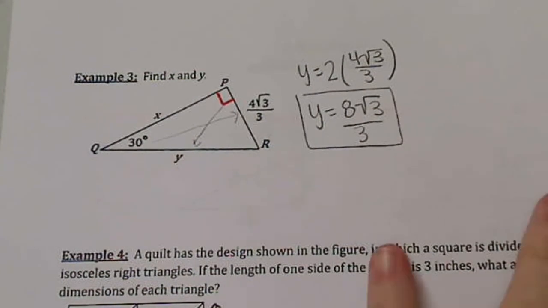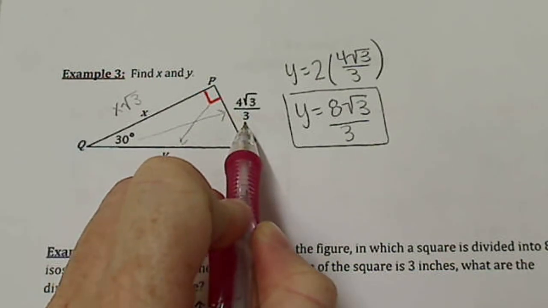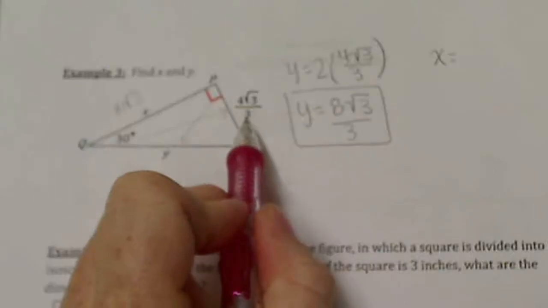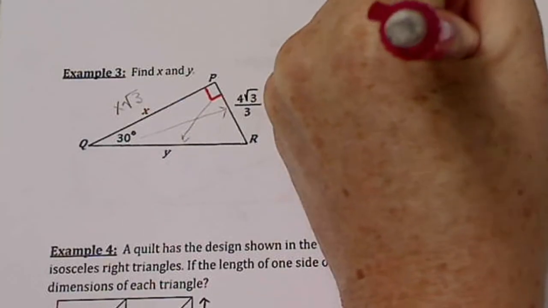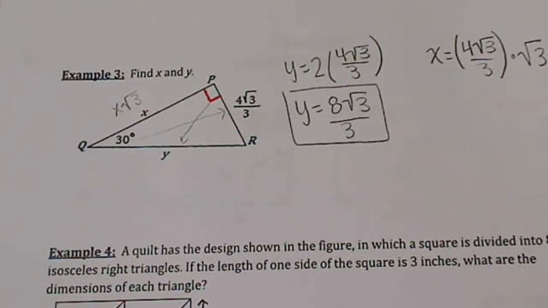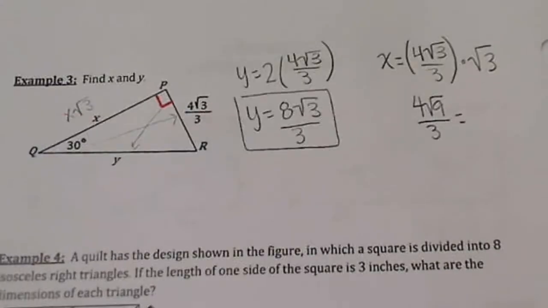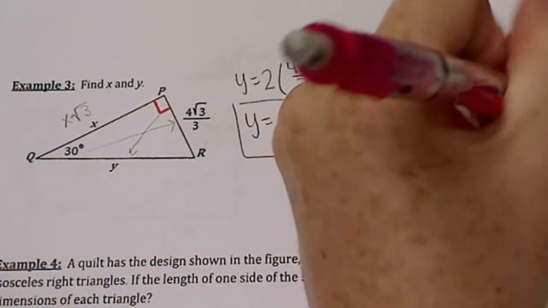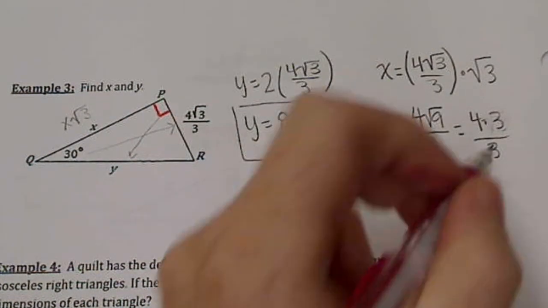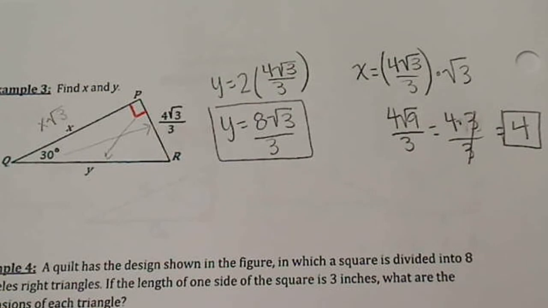Okay, so for x, remember this side is x roots of 3. It's this times the square root of 3. So my x side is this number, 4 roots of 3 over 3, times the square root of 3. Okay, so let's multiply that out. 4 roots of 9 over 3. The square root of 9 is 3, but without a square root. Okay, the 3's cancel out, so x is just 4. Excelente.